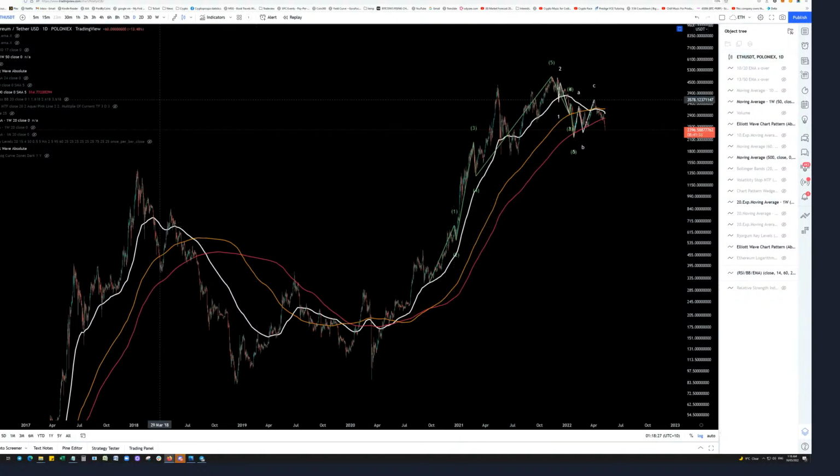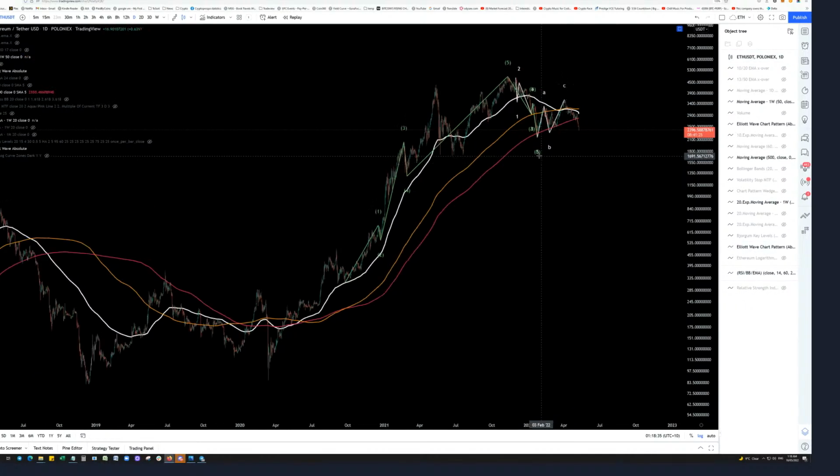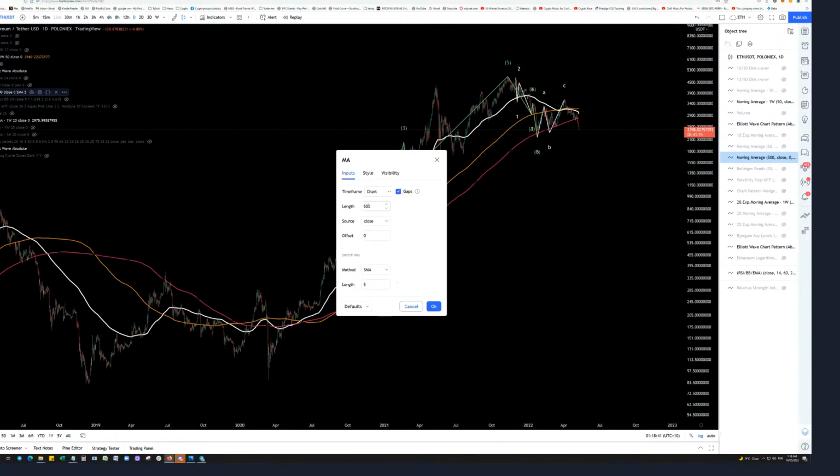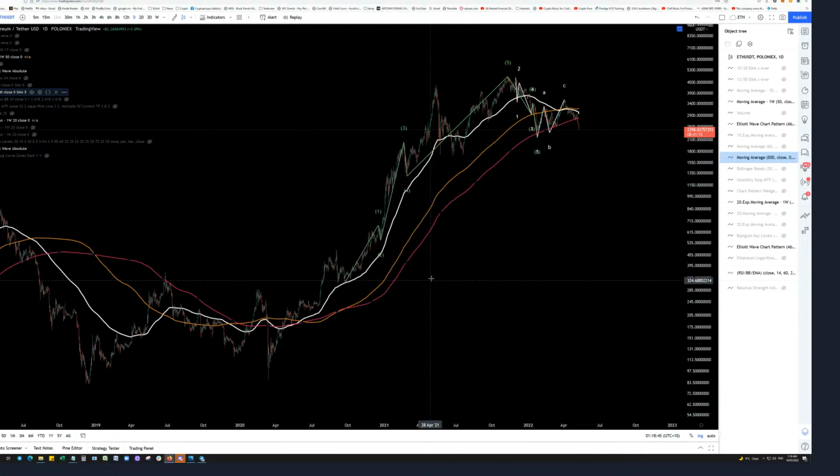And this tool, the Elliott Wave, comes from TradingView for free. It does the counts, look at it, up to a point. So you've got to validate it. But you can see, what's this one, moving average? I've got my 500 there.